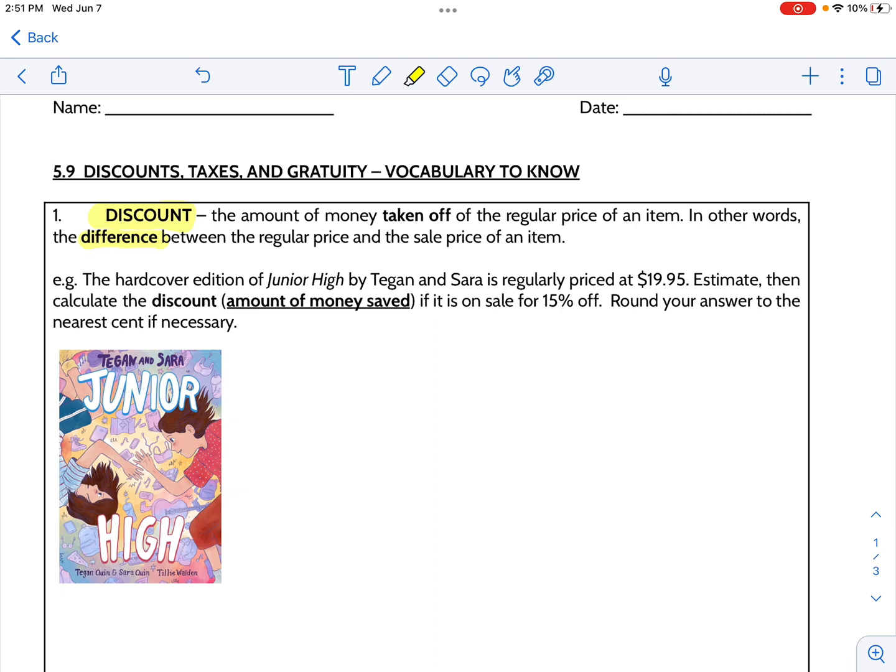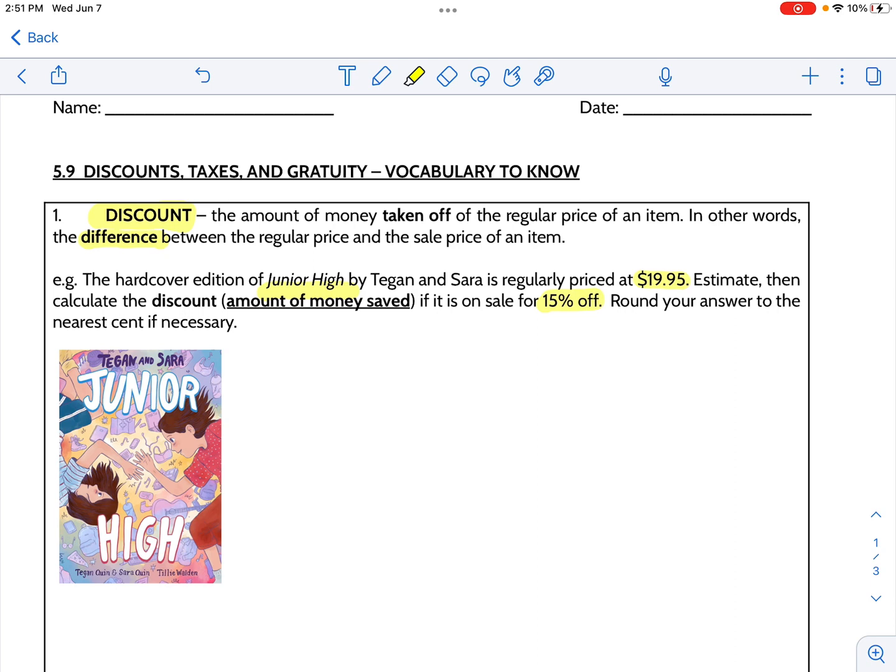Oftentimes you'll see discounts in stores or online. So having an understanding of what percent off means, or even taking the percent of a number, is key in doing these calculations. Let's look at the example here. It says the hardcover edition of Junior High by Tegan and Sarah is regularly priced at $19.95. You need to first estimate, then calculate the discount. Again, as said above, it's the amount of money saved if the book is on sale for 15% off. Round your answer to the nearest cent if necessary.